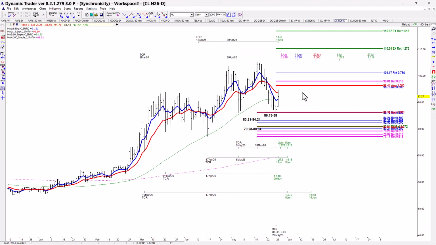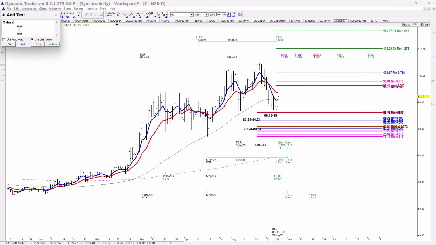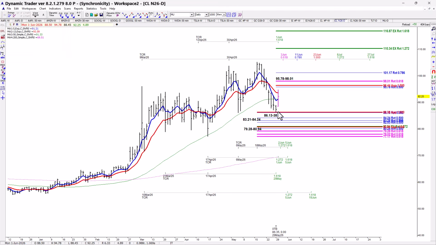So your next decision, and the question is to fail or not to fail, is really going to be this 95.78 to 98.01. So you have a 50%, a 100%, and a 618 retracement there. But let's say we hold here and push through this, then the potential is up here. But right now, the 513 is not on the side of the bulls.